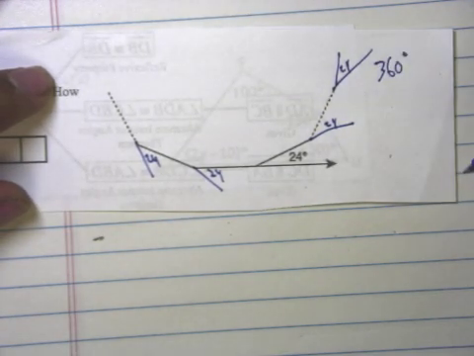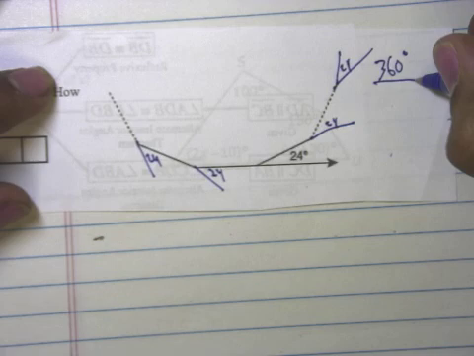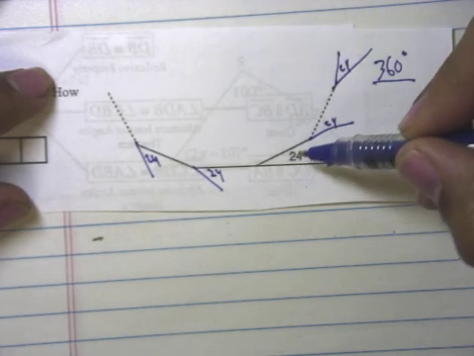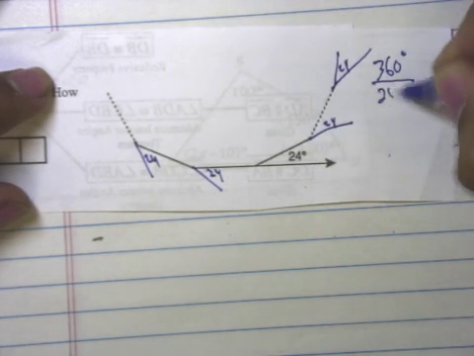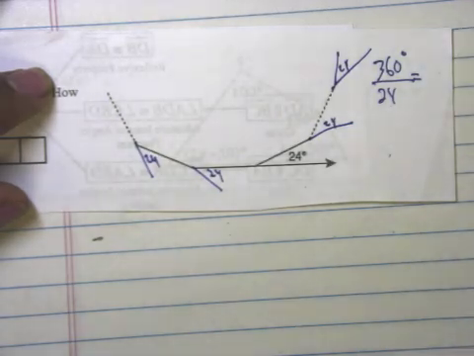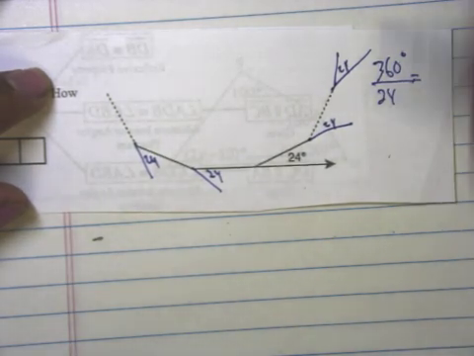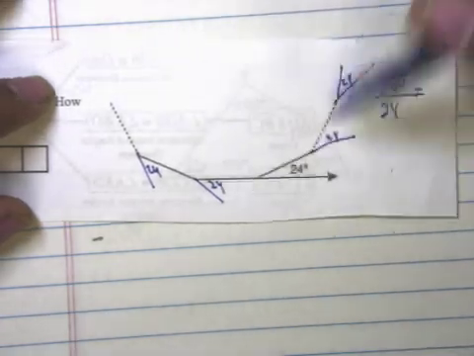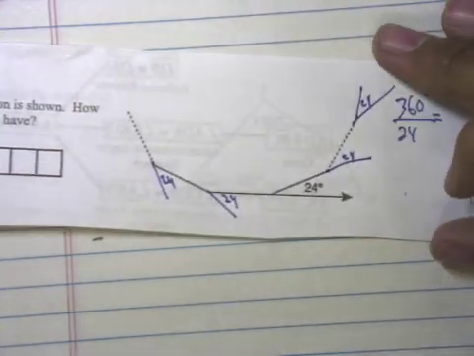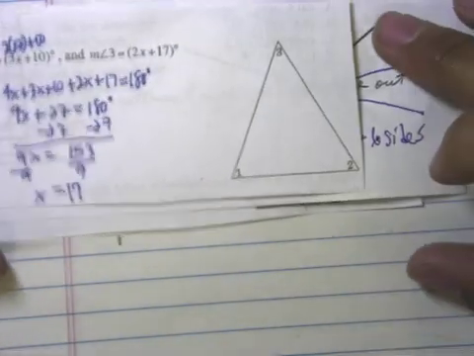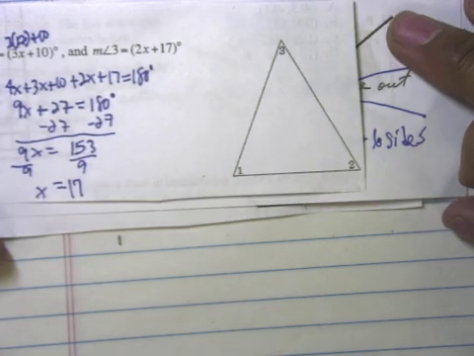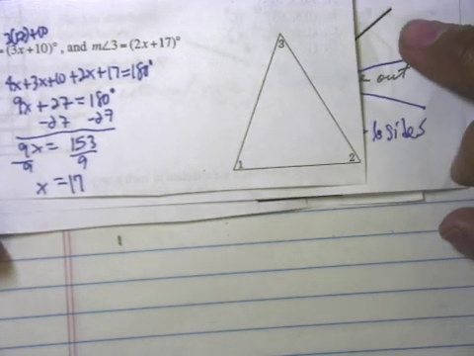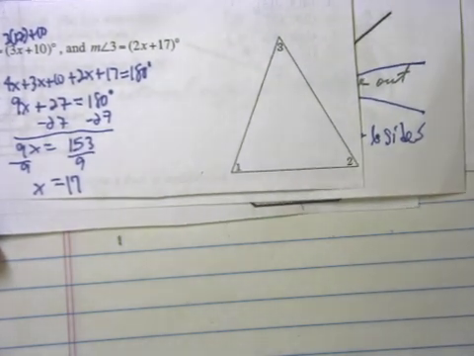If you remember, how many degrees are there on the exterior of any polygon? Well, there are 360 degrees. And if I take 360 and divide it by the measure of one of the exterior angles, 24, that's going to tell me how many sides I have. So if I take 360 and divide it by 24, I'll know exactly how many sides this polygon has. And those are the polygon sum questions.